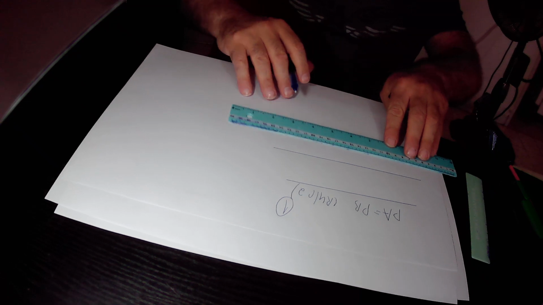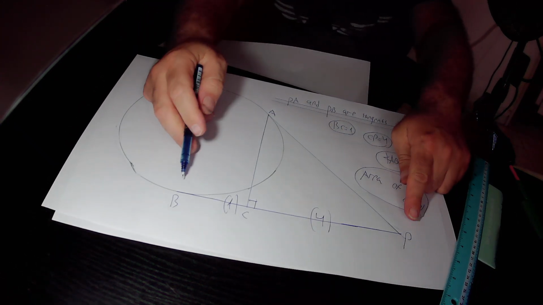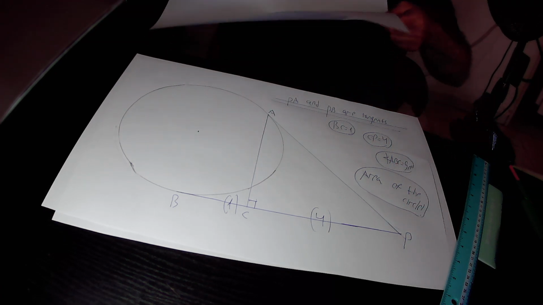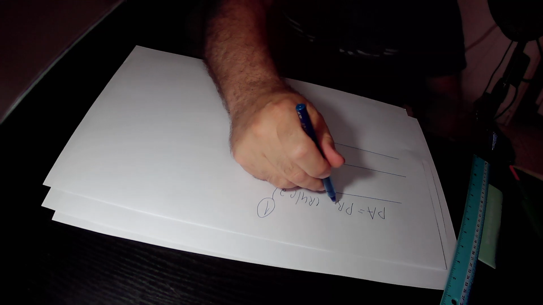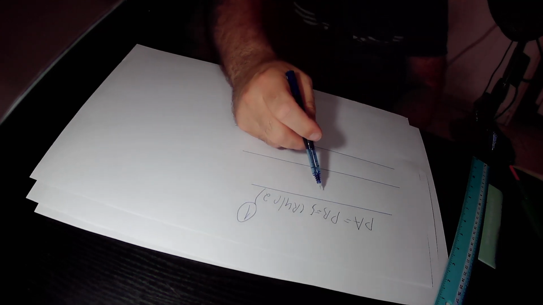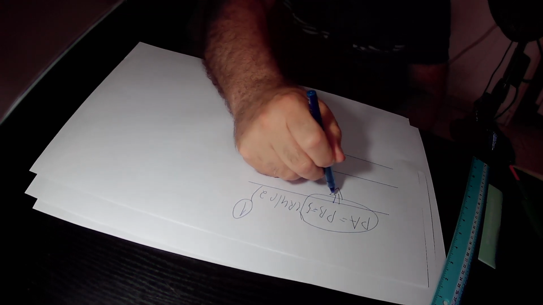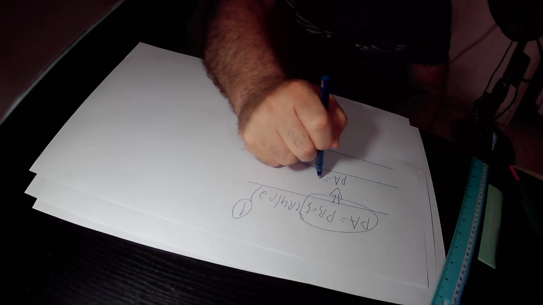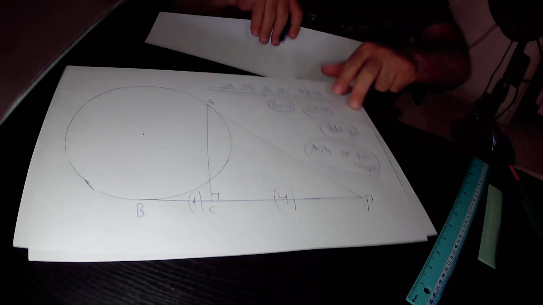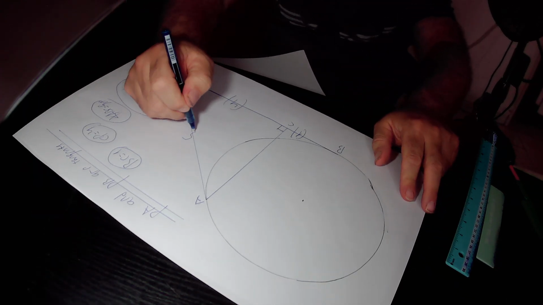But actually, it is given in the question that PB in total equals 4 plus 1, that is 5. So we can write here that PB equals 5. And from this equation, PA equals PB equals 5. We will derive that PA also equals 5 units in length. So this is side PA, that equals 5 units in length.